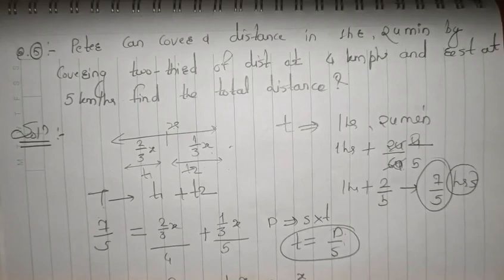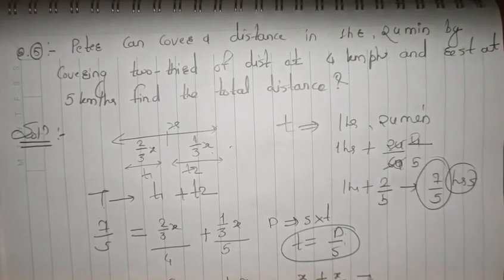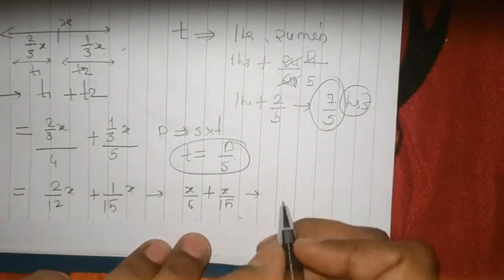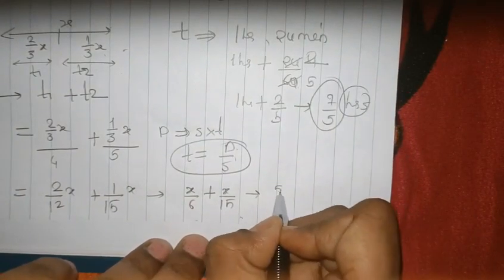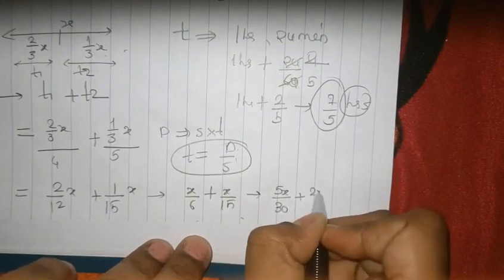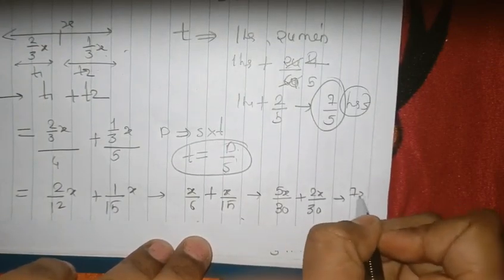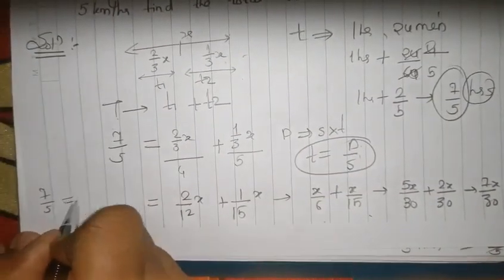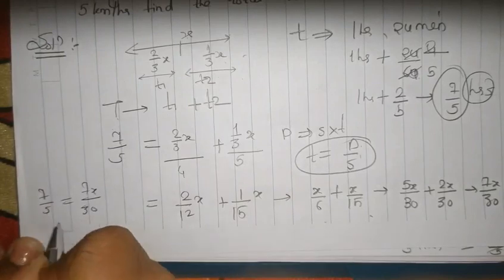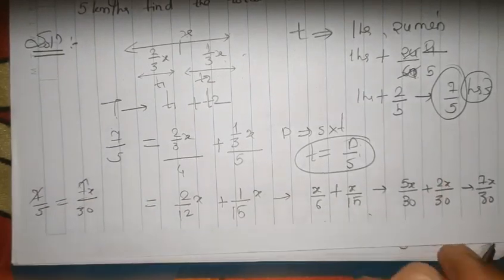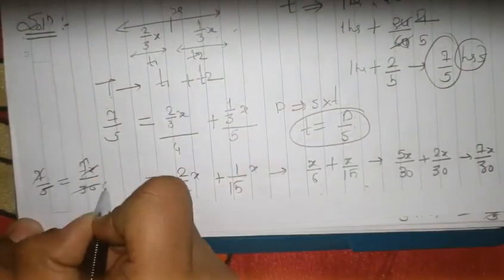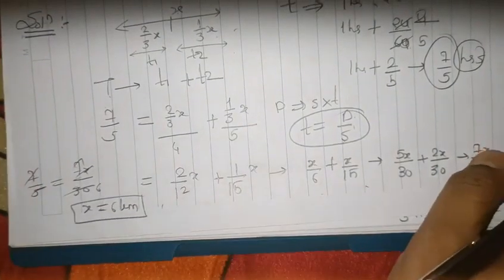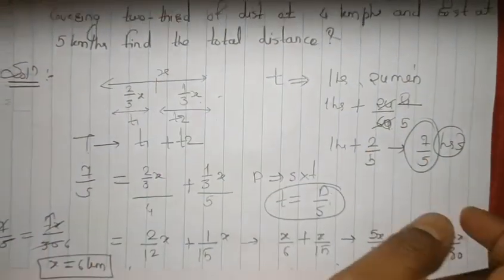This is x by 6 plus x by 15, which is equal to, if you get the LCM of 15 and 6, it is 30, right? So 5x by 30 plus 2x by 30, which is 7x by 30. So 7 by 5 is equal to 7x upon 30. We will cancel the 7 here, and x is equal to 6 kilometers, right? So this is what we wanted to find out. We wanted to find the total distance, which is our 6 kilometers.